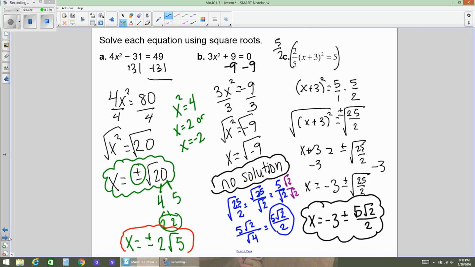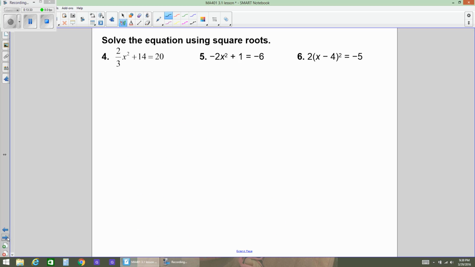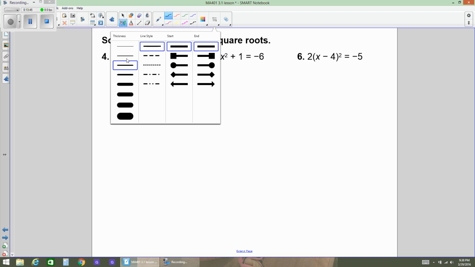Okay, moving on. It says solve the equation using square roots. Just some more of these examples. So first things first, what we want to do is get that x alone by subtracting the 14. So go ahead and subtract the 14.